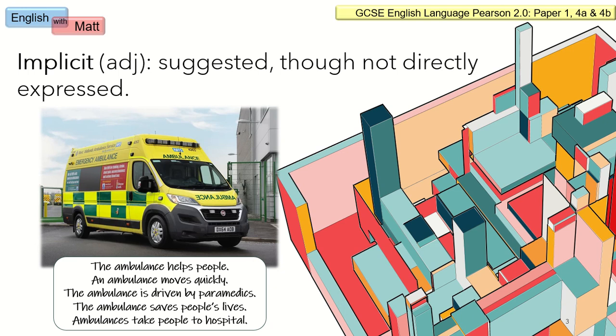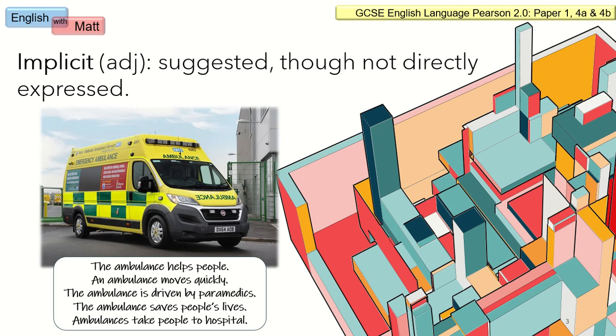So the ambulance helps people, it moves quickly, it's driven by paramedics, it saves people's lives, it takes people to hospital, and so on. There are probably other points as well. But none of those points are things that we are told explicitly by the image. Those are things that we work out for ourselves based on looking at the evidence and making logical interpretations or inferences.